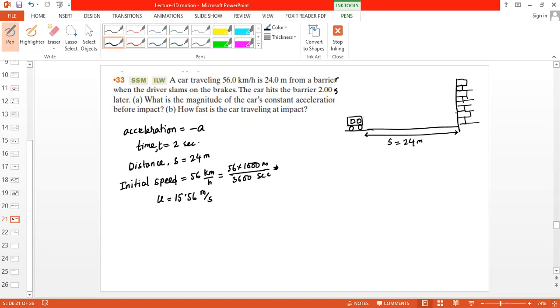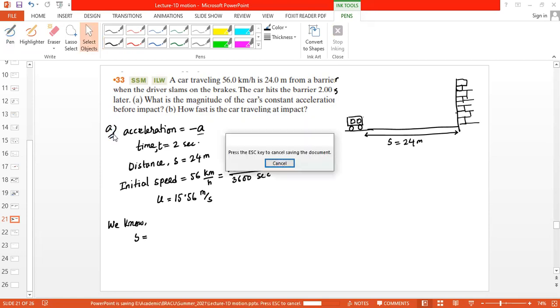So that means the car was traveling initially at a speed of 15.56 meters per second, and when a constant negative acceleration a is applied on it, in 2 seconds the car travels a distance of 24 meters. I have to find the value of a. So the formula that I have to use is, we know, s equal to ut minus half at square.